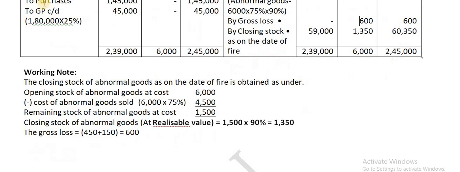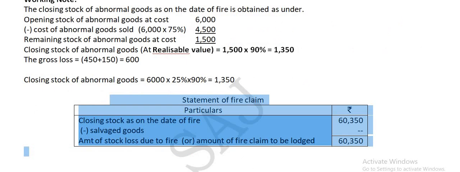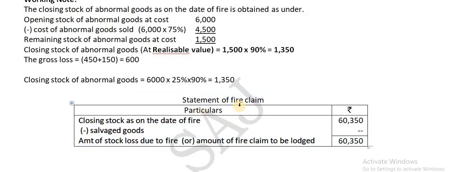All right, after this you know what you have to do. You have to go for a statement of fire claim. Look, you can write this amount this way also. This is an alternative way to show.